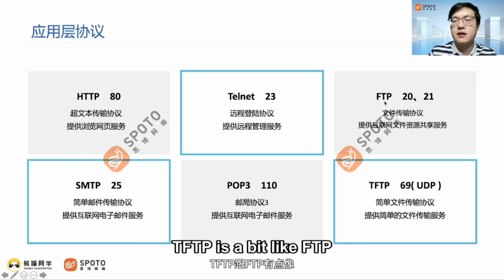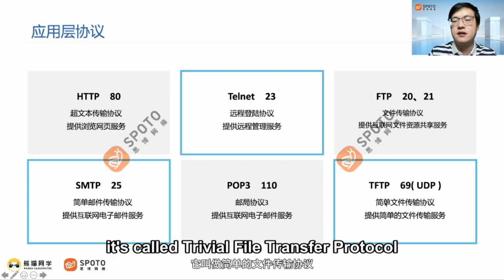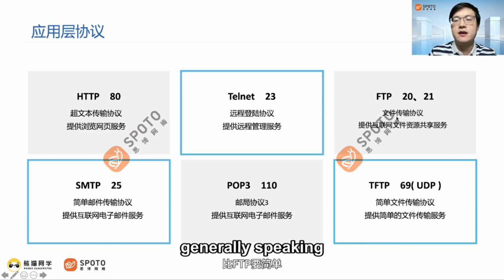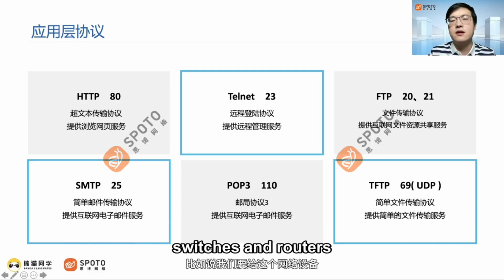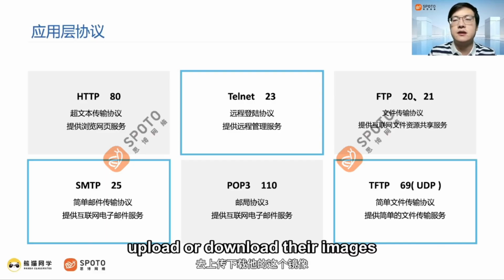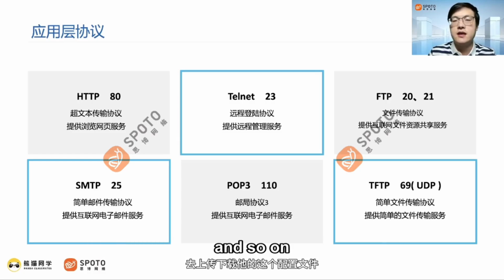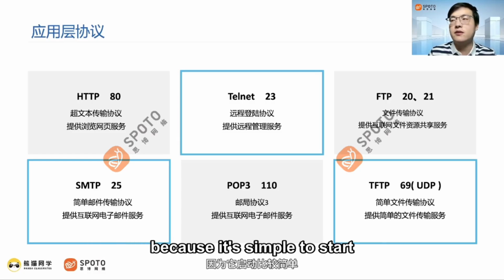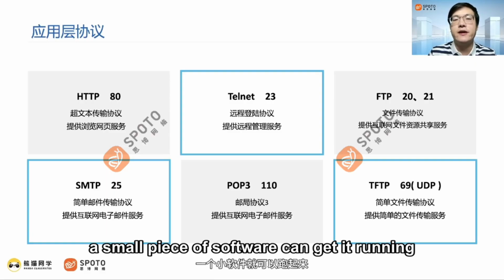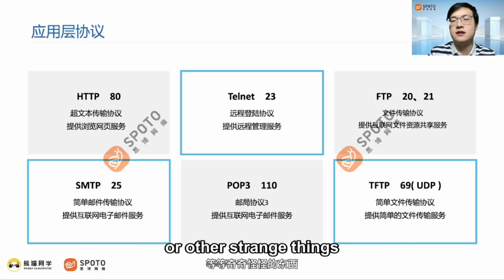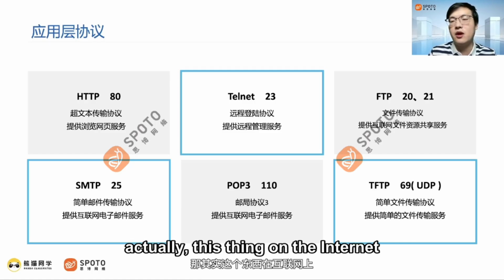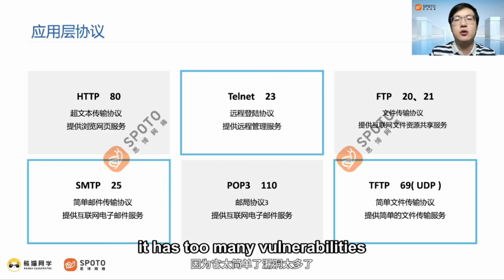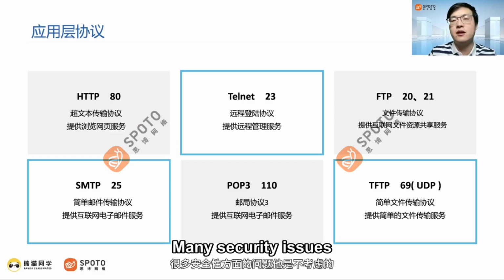TFTP is a bit like FTP. It's called Trivial File Transfer Protocol, simpler than FTP. We network engineers actually use this protocol often. For example, when we need to upload or download images or configuration files for network devices, switches and routers, we use TFTP because it's simple to start. A small piece of software can get it running, and there's no overly complex authentication. It's just more convenient to use. But we don't recommend using it on the internet because it is too simple. It has many vulnerabilities, and many security issues are not considered.